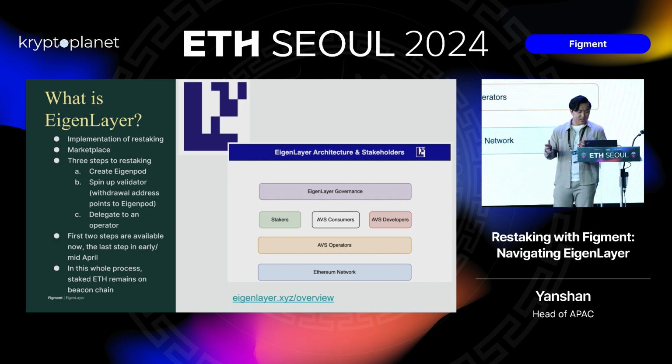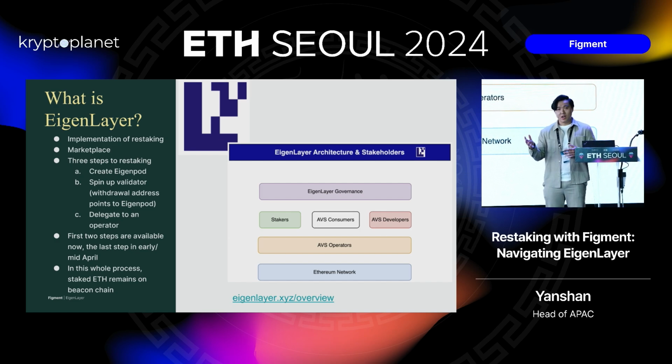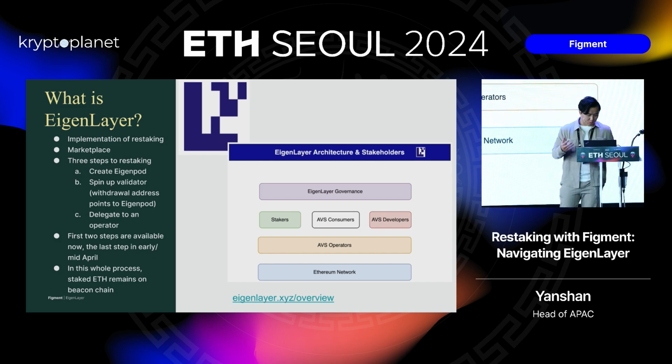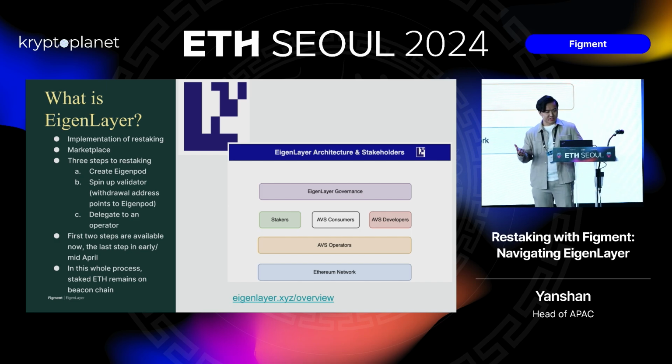Of course, the final deadline is still being discussed with the recent changes in testnet, but I'll cover that a bit later. But what's important here is that in this whole process, your staked ETH remains on the beacon chain. And before you exit the validator, it stays there. And it's all natively generating the restaked returns or rewards, right? So this is what I think is crucial to understand about EigenLayer.